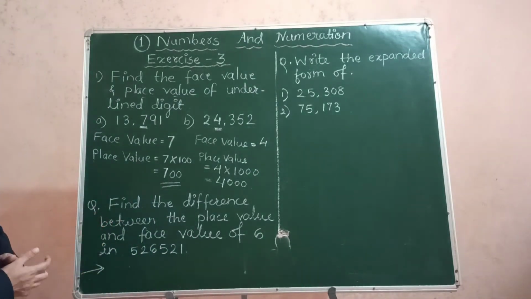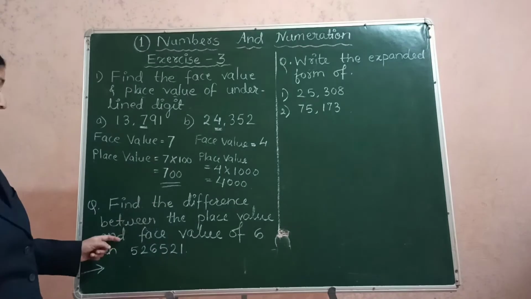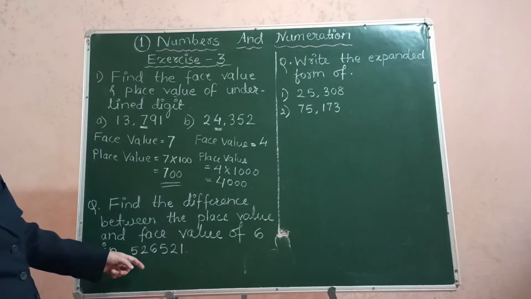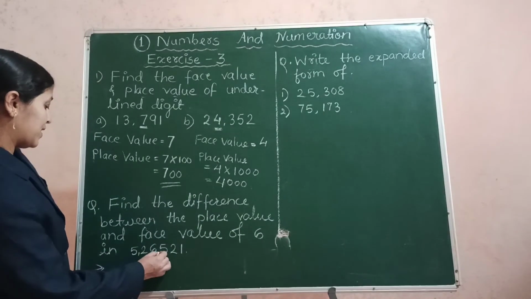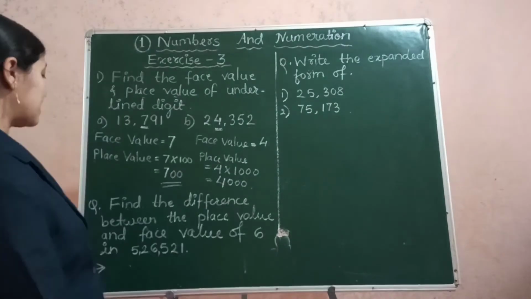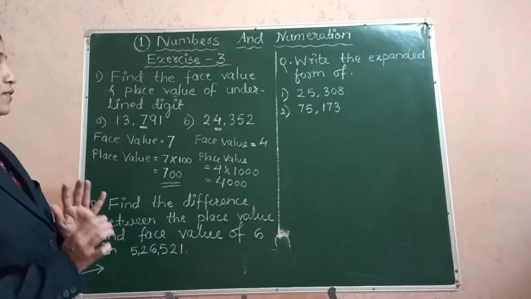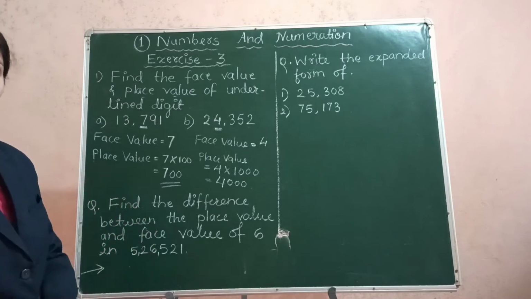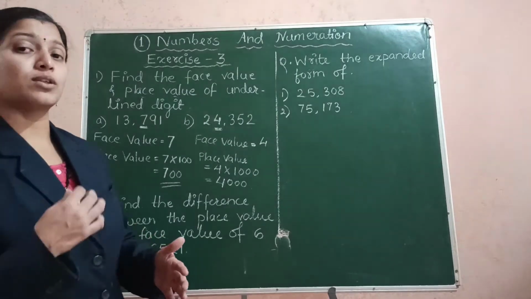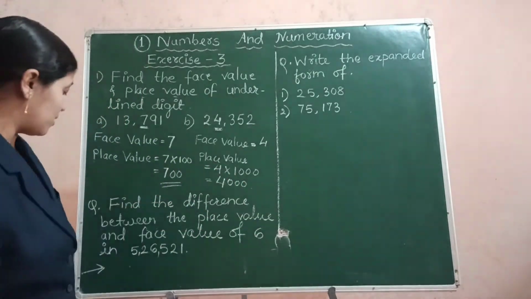So the second question is: find the difference between the place value and face value of digit 6 in the number 55,26,521. So first, what is asked? We have to find what is the difference between the face value and place value. But here we are not given the face value and place value. So first we will find out the face value, then we will find out the place value, and then we will find out the difference between these two numbers.